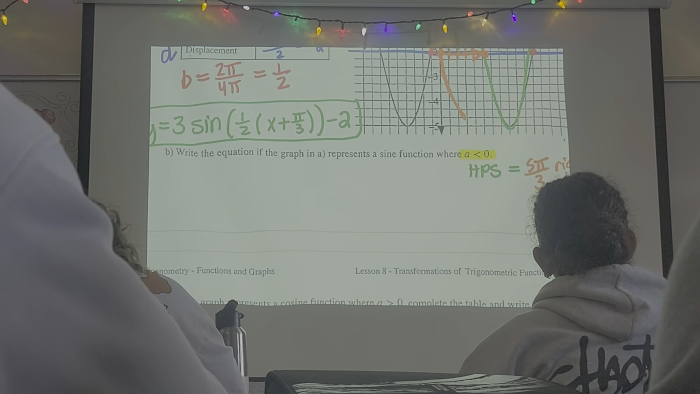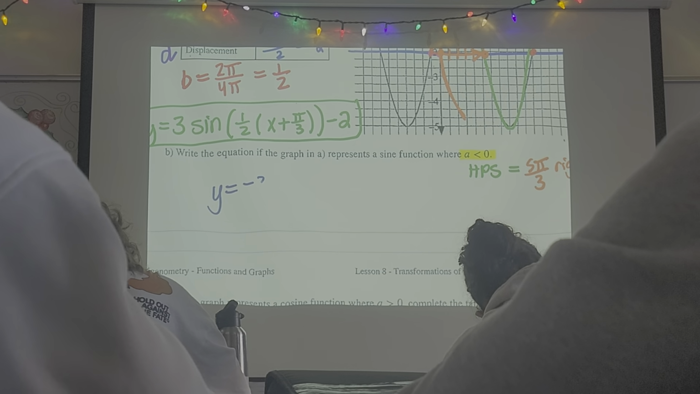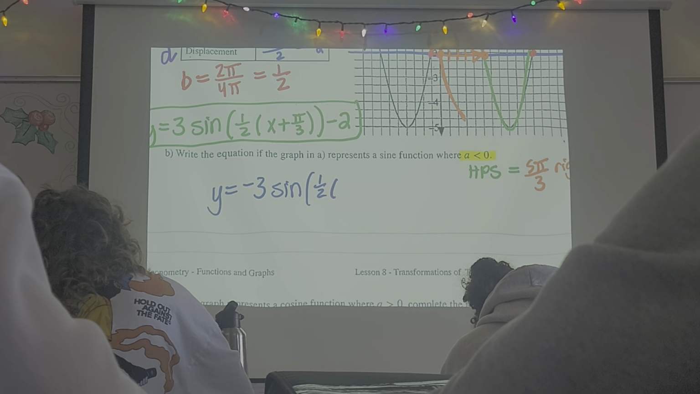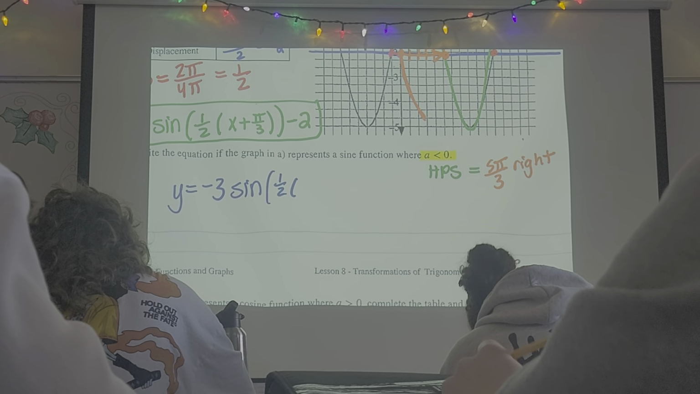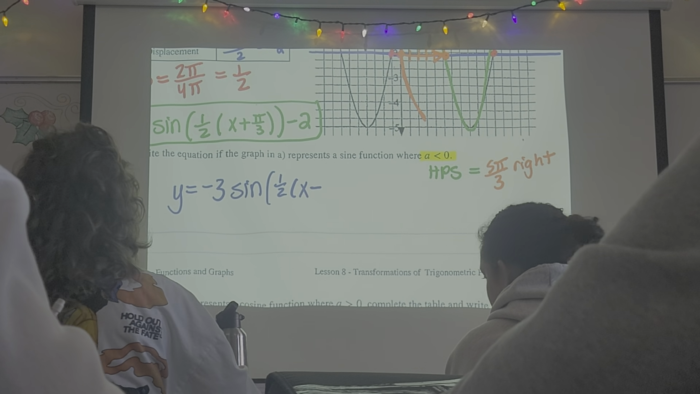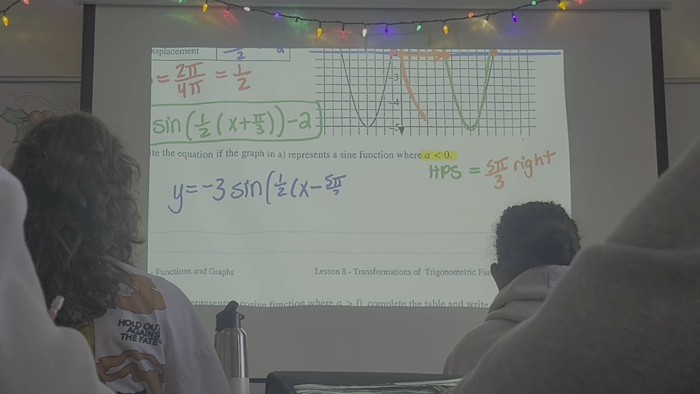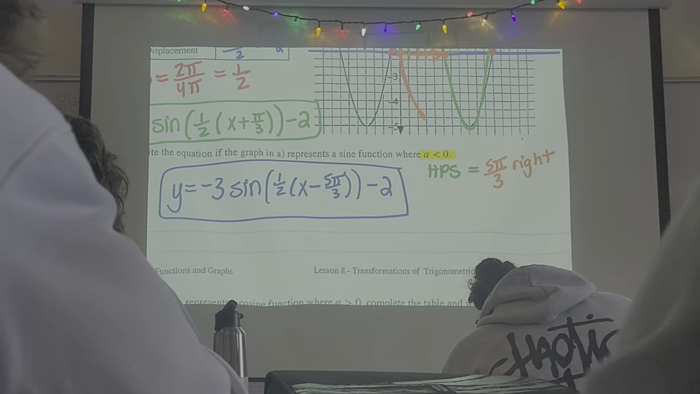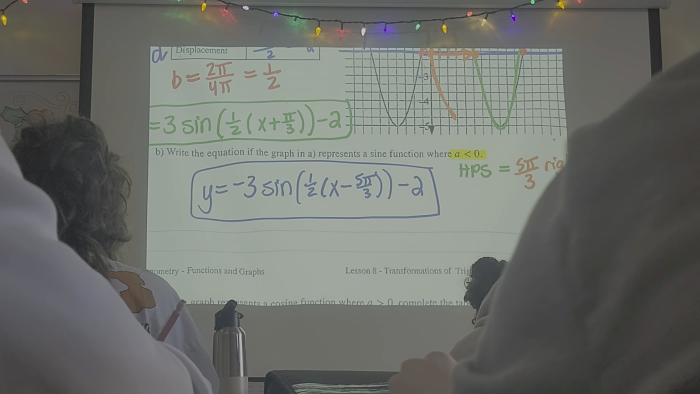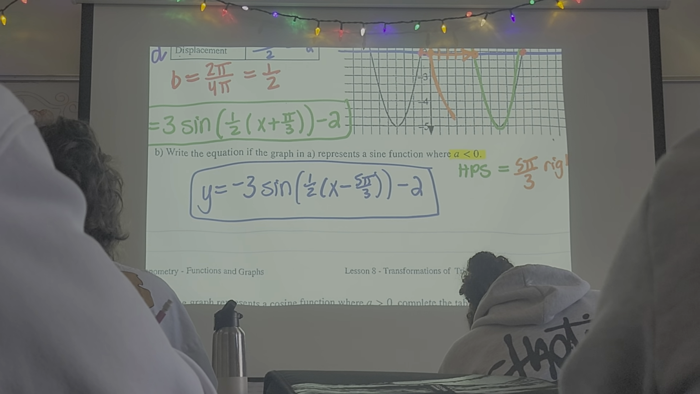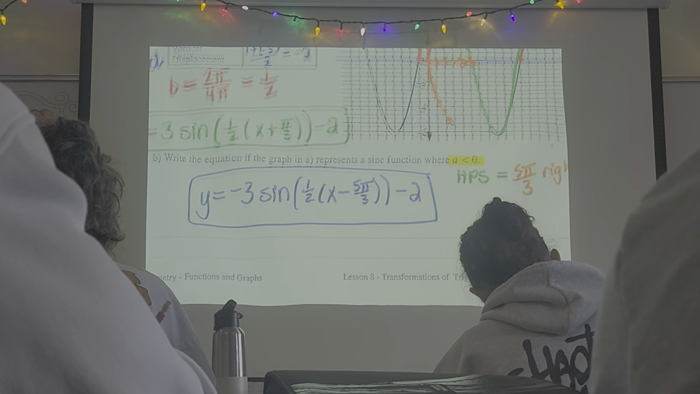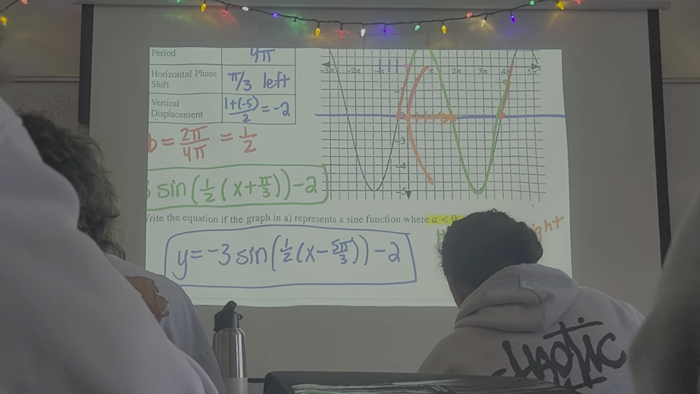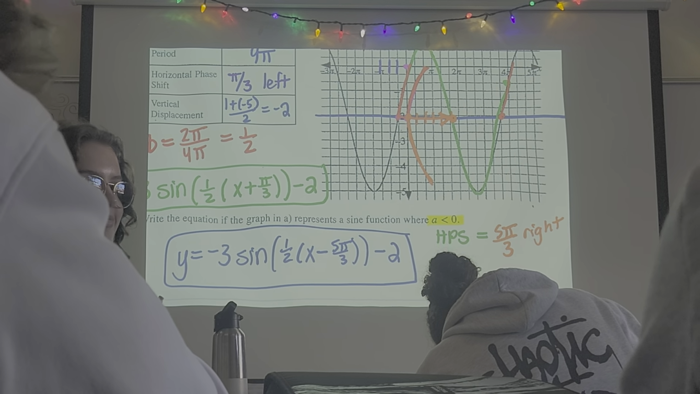So what do we got? Y equals negative 3 sine 1/2 x minus 5 pi over 3, take away 2. Yes, Benjamin. Will our period ever be reflected? The period's the same, because it's still the same graph.